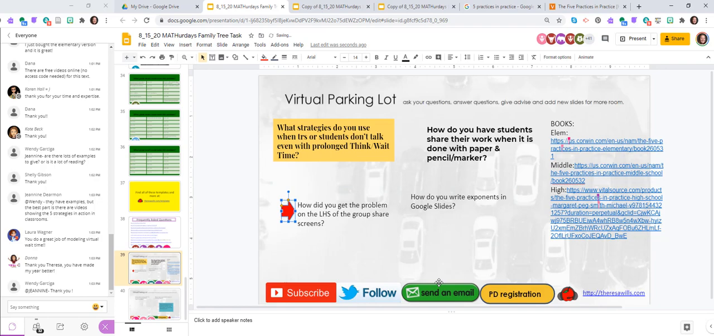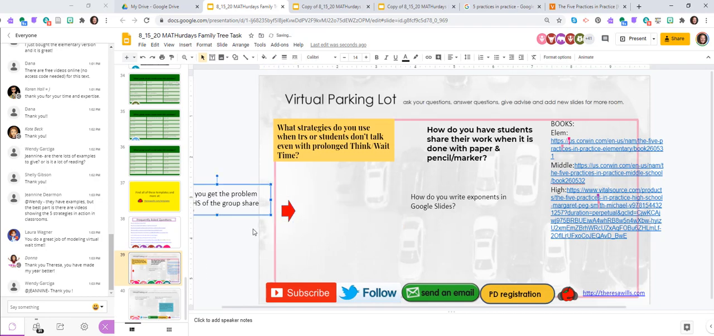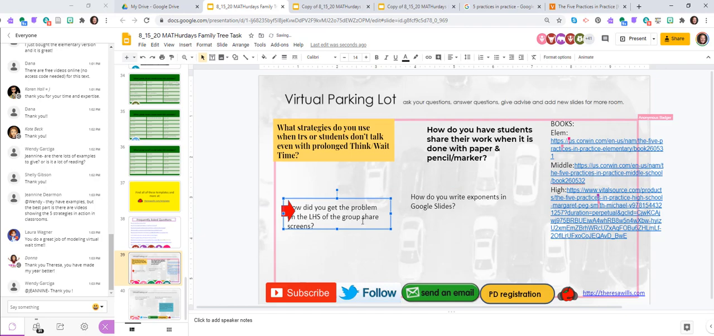How did you get the problem on the LHS of the group share screens? What's the LHS? Left-hand side. Oh, the left-hand side. So you can just click the text box and drag it over. And I just dragged it so it wasn't really on your recording space, but you still had access to it.